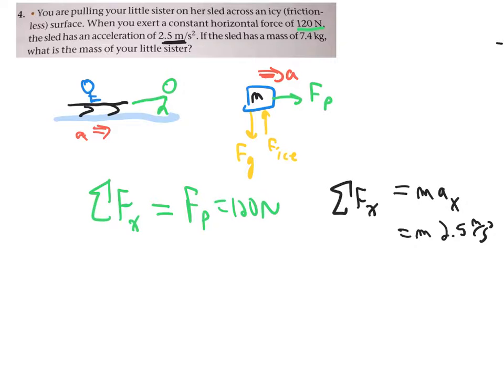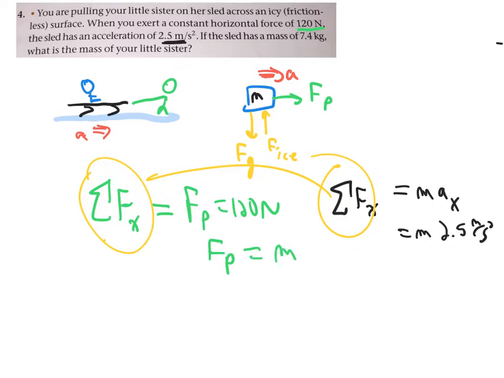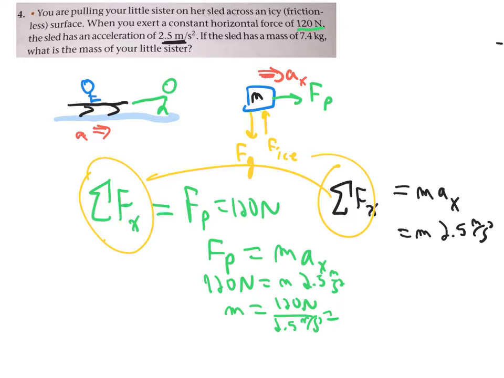And then we have, of course, that anything is equal to itself. So we can say that Fp is the total mass times the acceleration, and therefore 120 newtons is the total mass times 2.5 meters per second squared. So the total mass is 120 newtons over 2.5 meters per second squared. Quick check, the units work out, that's nice. And we get 120 over 2.5, or 48 kilograms.